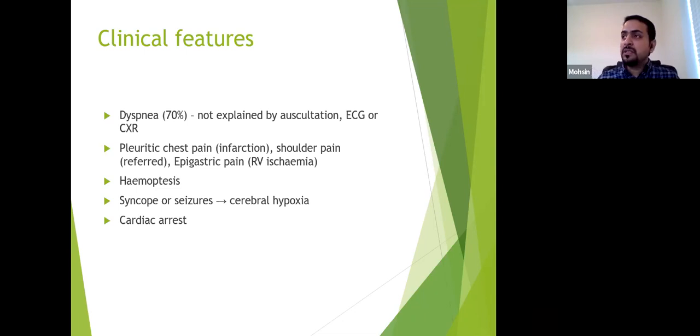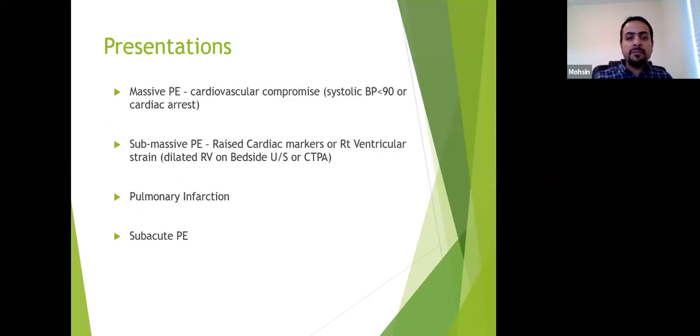And they can also present with syncopal episodes or seizures due to cerebral hypoxia. And finally, your patient can present with cardiac arrest, and PE should be one of the differentials. Presentation wise, it can be either a very massive PE in which they have cardiovascular compromise manifested as a systolic blood pressure less than 90, or in a cardiac arrest or peri-arrest situation. Or it can be a submassive PE in which the patient is stable enough to maintain a good blood pressure, but they have evidence of myocardial strain or right ventricular strain.